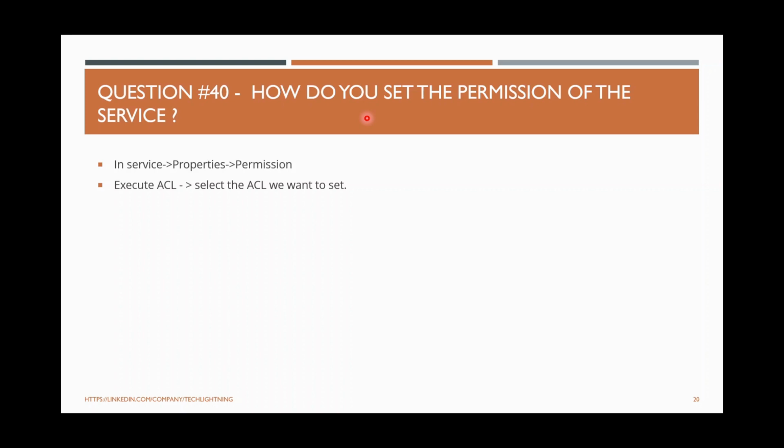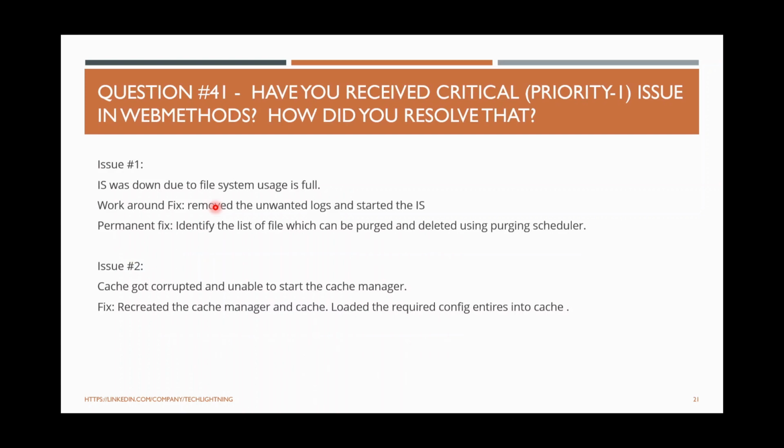So how do we set the permission? You can open a service and click Properties on the right side. In the properties there is something called Permissions. You click that, and there you will have Execute ACL, Read ACL, and so on. If this is mainly for execute, then you click Execute ACL. There you can select which ACL you want to associate with it. Then whoever wants to invoke that service must be part of that ACL. I'll move on to the next question.